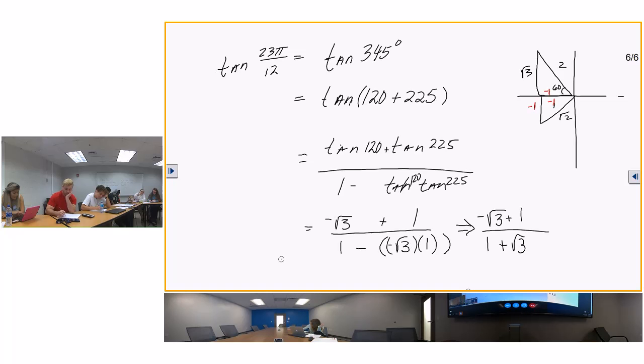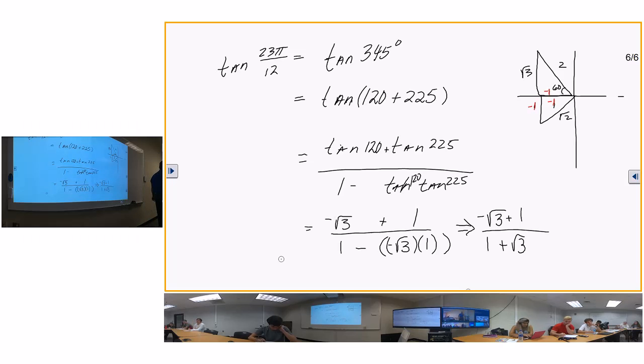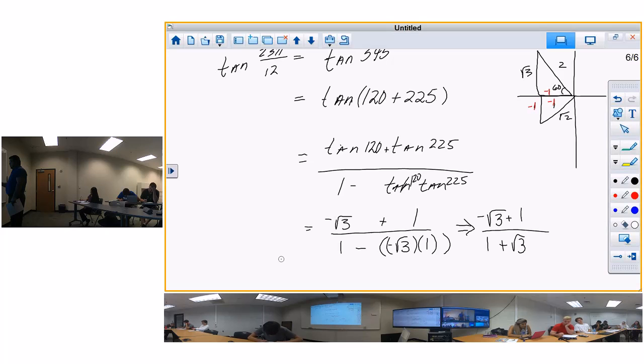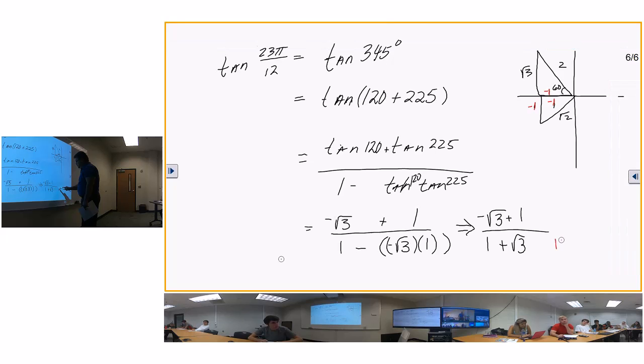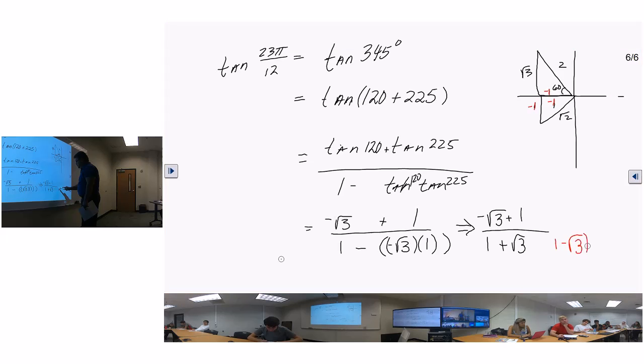How did I know something was wrong? What's the square root of 3 plus 1 over the square root of 3 plus 1? That'd be 1, so that's not the answer. So that's how I knew there was a sign wrong. So you got a conjugate. Conjugate of what? 1 plus the square root of 3 is 1 minus the square root of 3.